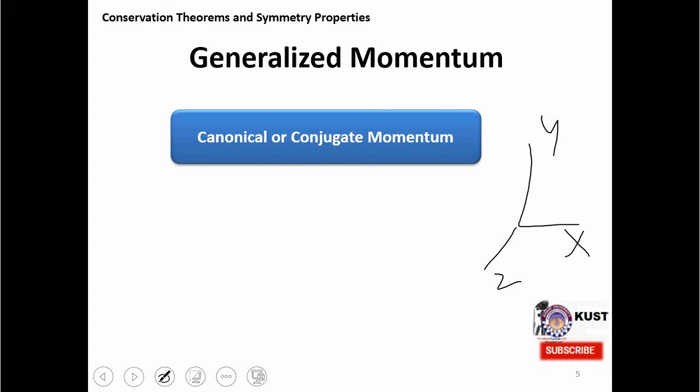So their corresponding momenta, for example px, py, and pz, are of the dimension of linear momentum. But if I am not using Cartesian coordinates, but generalized coordinates, for example x could be velocity, or momentum, or angle, then certainly its corresponding momentum will not be of the dimension of a momentum, and it could be anything. Therefore, we use the word canonical or conjugate momentum rather than simple momentum.